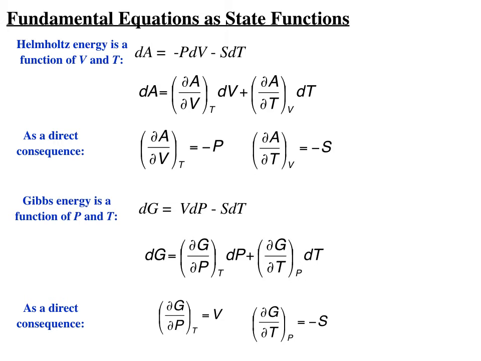So I come to the conclusion that how the Helmholtz function changes with volume at constant temperature will be equal to the negative pressure of the system, and how the Helmholtz value changes with temperature at fixed volume, or in an isochoric process, is equal to the negative of the entropy of the system.